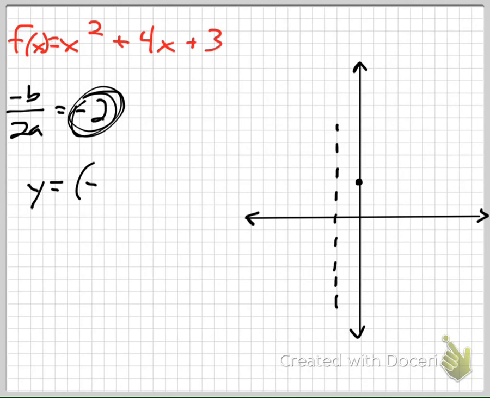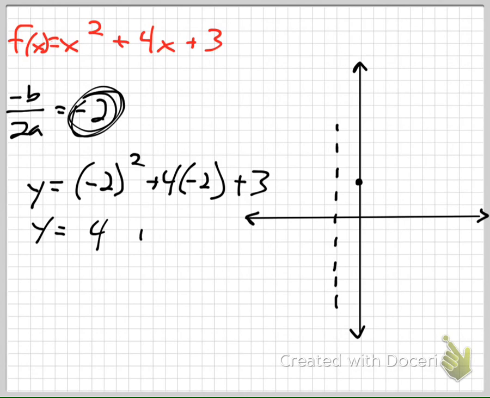Y equals negative 2 squared plus 4 times negative 2 plus 3. Negative 2 squared is 4. What is 4 times negative 2? Negative 8 plus 3. 4 minus 8 is negative 4. Negative 4 plus 3 is negative 1. That means that this thing's vertex is right here at negative 1, right? Okay. If that guy's here, we go over here, the same number, and go, oh, it's right here, it reflects. There's our parabola. There it is. Right?